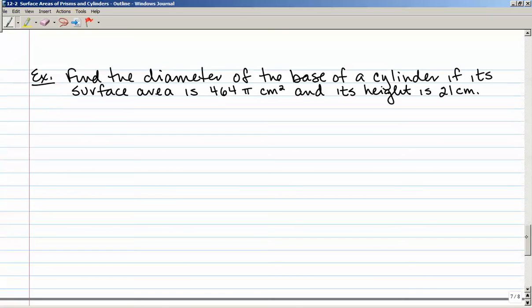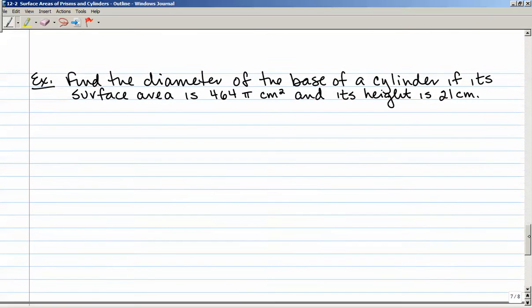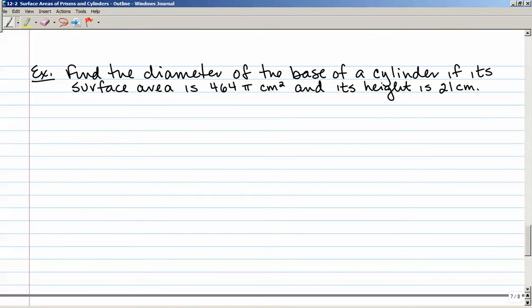And here's our last example. I believe, yes, this is our last example. Find the diameter of the base of a cylinder if its surface area is 464 pi square centimeters and its height is 21 centimeters. So I know the total surface area, so I'm going to write the formula out here. S equals 2 pi rh plus 2 pi r squared. Okay, I know the surface area is 464 pi, and I know my height is 21.